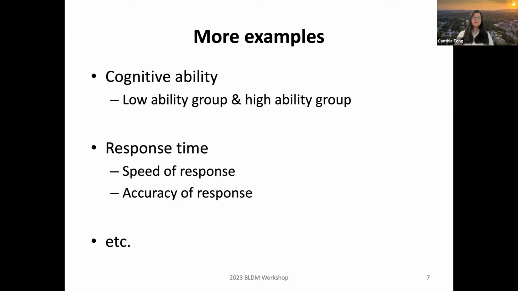Okay, in practice, in psychology, there are more examples that can be used with mixture modeling. For example, when we study cognitive abilities, the population may include some low ability group and high ability group, mixed together. So if we use mixture models, it can better help us figure out what the group differences are and which person belongs to which group.